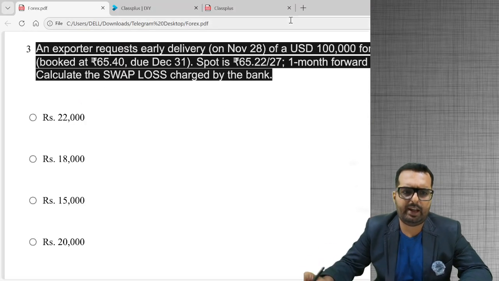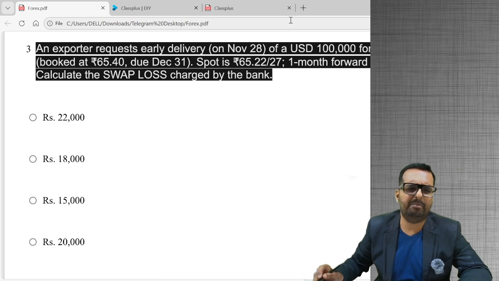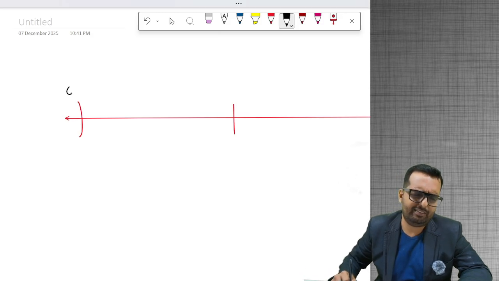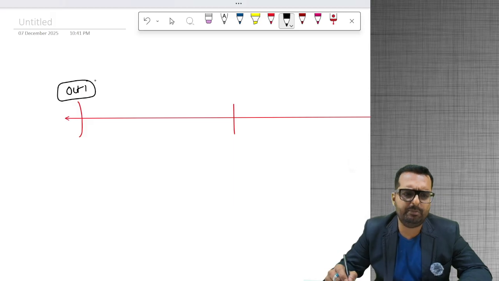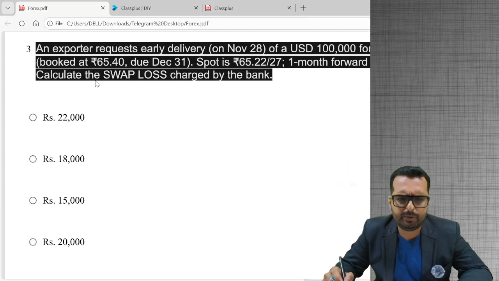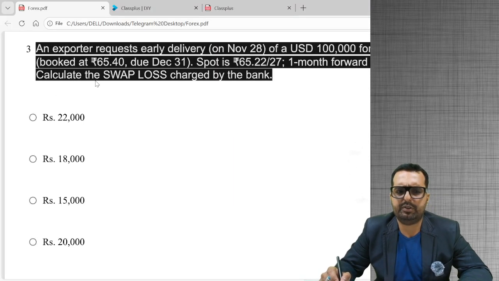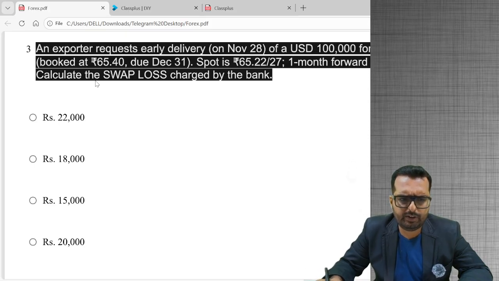Basically, this contract was entered on some date. The opening date is not given. Let us say that is October 1st. This question is there as illustration 4 in your study material, friends. Okay, so here I'll put October 1st. He is an exporter.